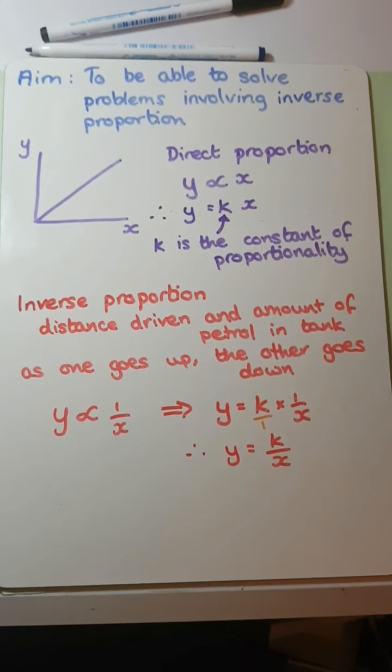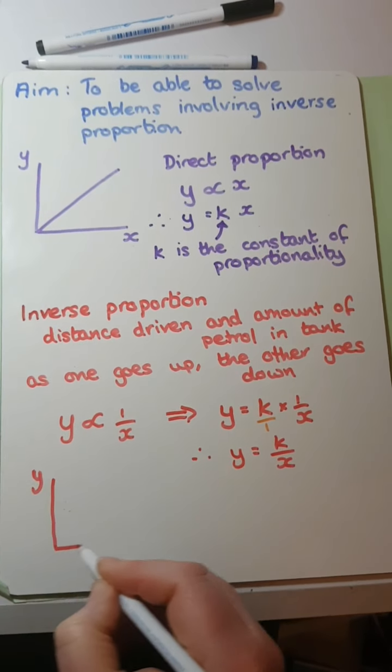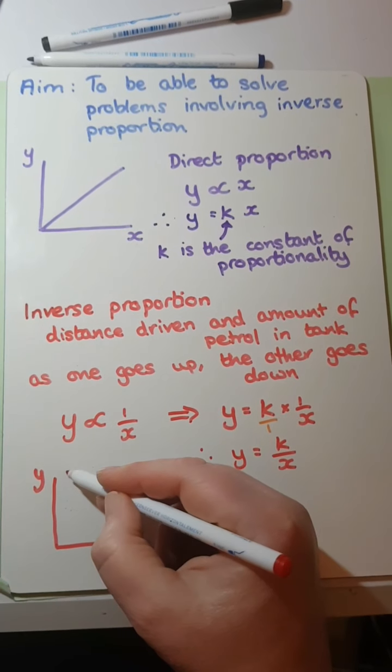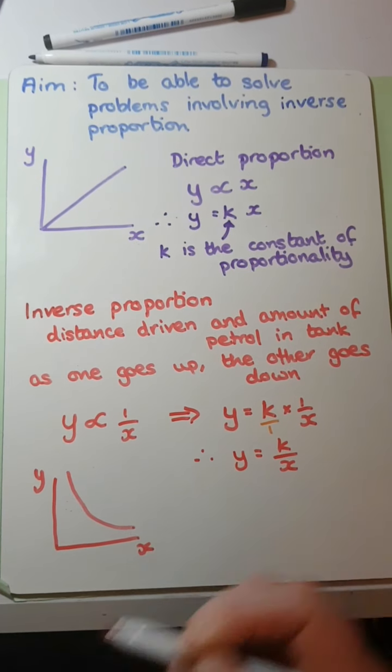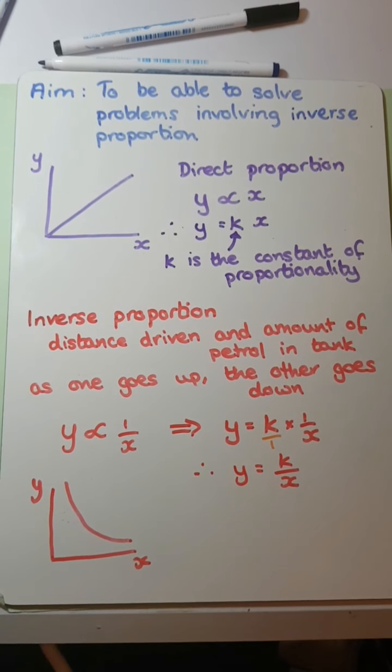In terms of a graph, what you would have is y and x, and it will be a reciprocal graph, which makes sense because we've got a reciprocal there.